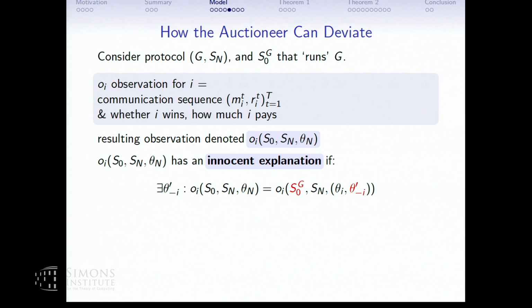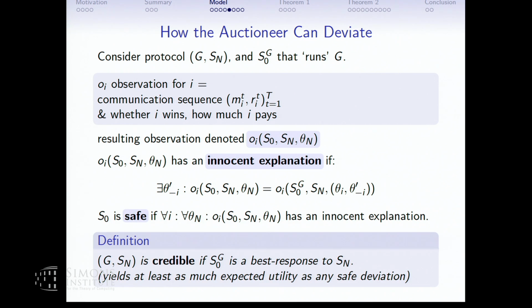I'm going to say that an observation has an innocent explanation if it's consistent with the conjecture that the auctioneer is following the rules. That's to say there exist types for the other agents, such that the observation that I actually has is the same as the observation that I would have if the auctioneer was playing by the rules, but the other agents had those types. So this is behavior that can be made to look legal to each bidder by a misrepresentation of the other bidder's preferences. I'm then going to call a strategy safe if for all bidders and all type profiles, that bidder's observation has an innocent explanation. And then, as you might expect, a protocol is credible if following the rules is a best response to the agent's assigned strategies. That's to say, if it yields at least as much expected utility as any safe deviation.